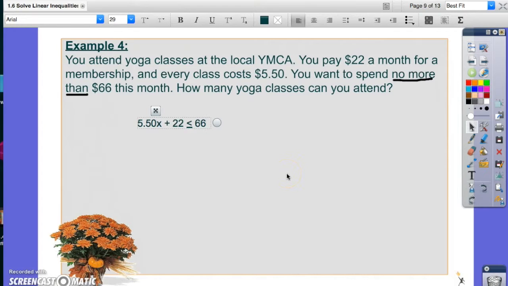I'll continue on. It's a two-step inequality. We still have 5.50x, less than or equal to, transpose the 22 over to the right, 66 minus 22. Let's simplify. And now, from here, we're going to divide both sides by 5.50. And when we divide by 5.50, you should get x.